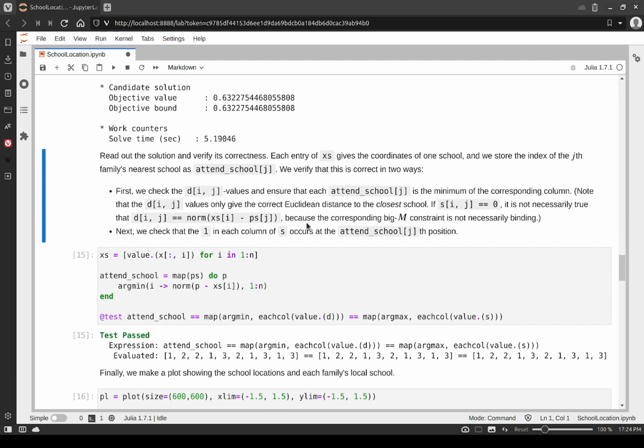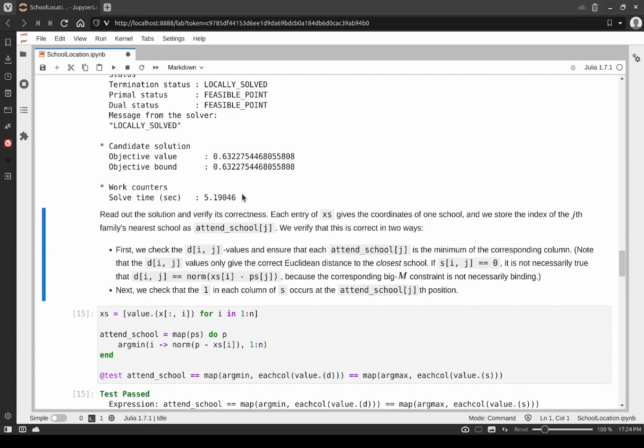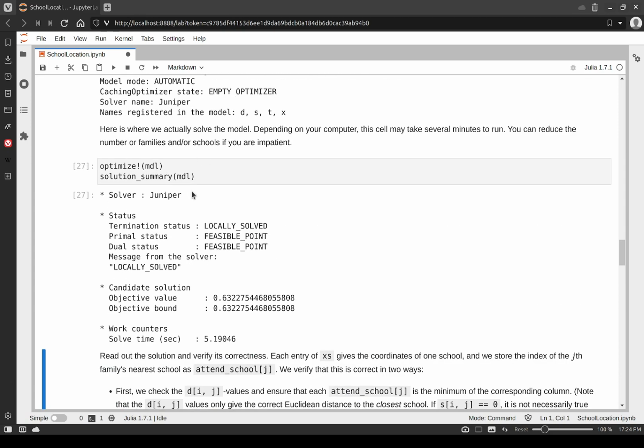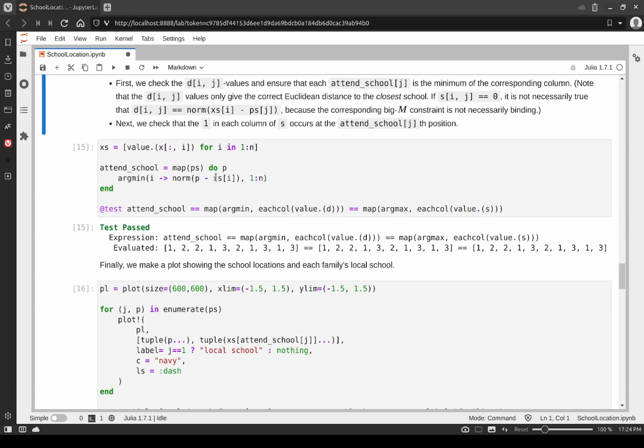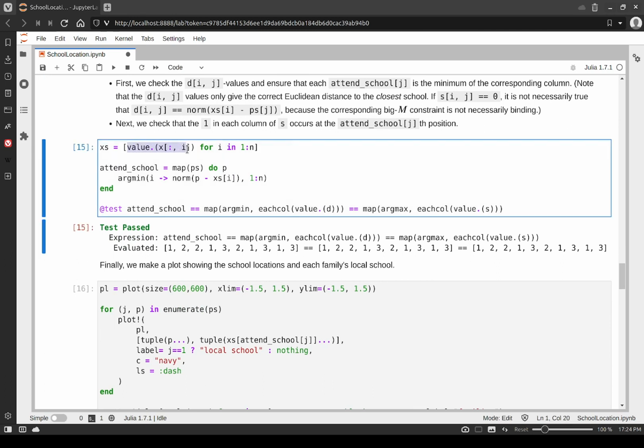So to verify that our solution is correct and to actually obtain the x values from this optimized model, the first thing I do is grab the value of the x variable. And then, in order to make sure that we did this correctly, instead of looking directly at S, I wrote some code that checks, if these are the school locations, what is the closest school to each family. And that gives you the index of each school that someone attends.